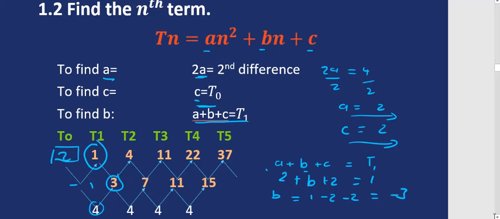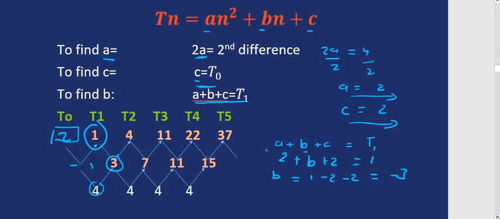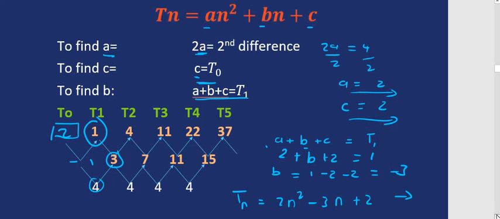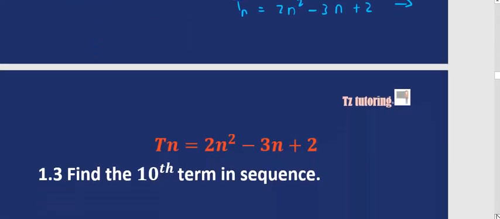Okay, and once we have all three, A, B, and C, then we can write out our quadratic formula. We know that A is 2, so 2n squared. We know that B is negative 3, so it's negative 3n. And we know that C was also 2, so positive 2. And that is our quadratic formula.